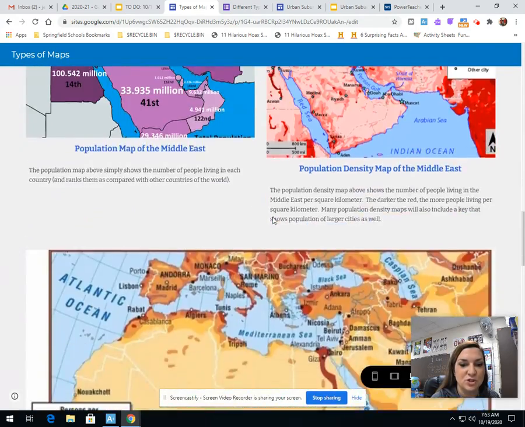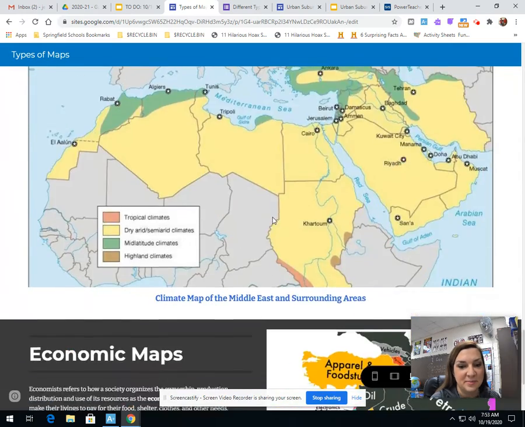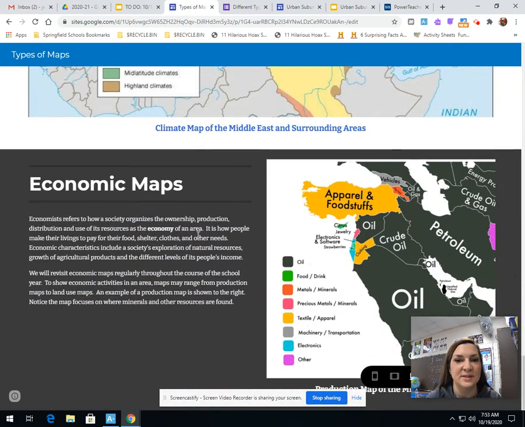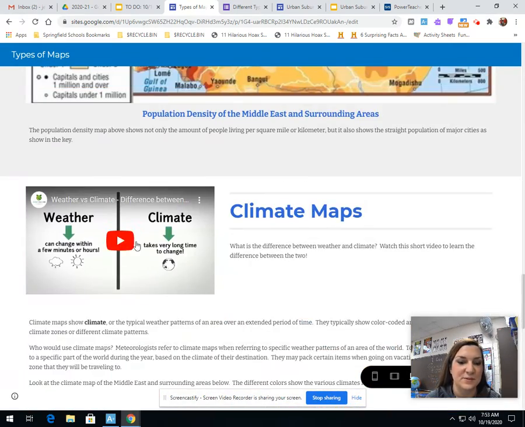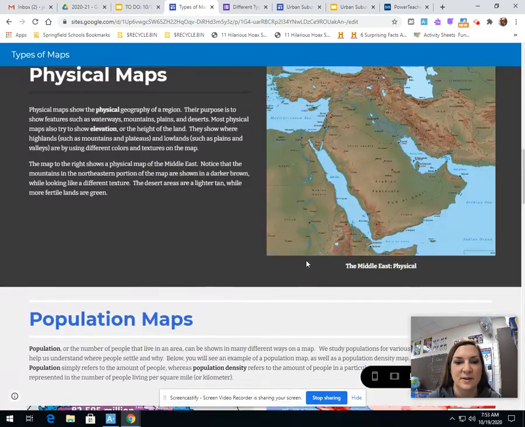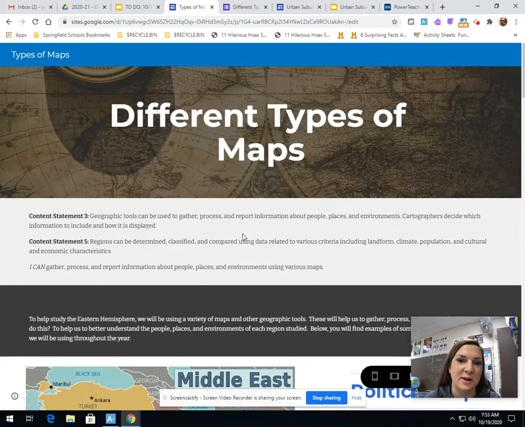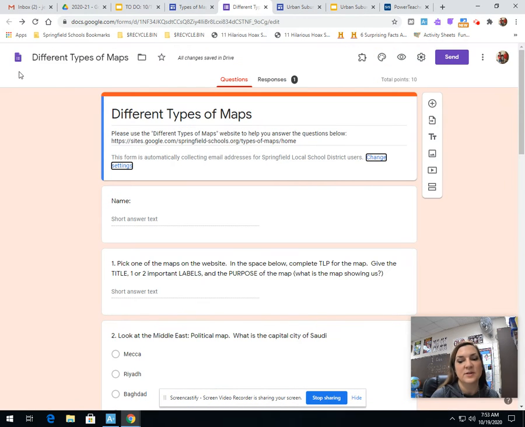We'll get into population maps, climate maps, and a little bit into economic maps. If you see a video clip, watch it. Feel free to click on any other links that are in that website. Once you're finished with that, you're going to see a Google form titled Different Types of Maps. You're going to go ahead and complete that.